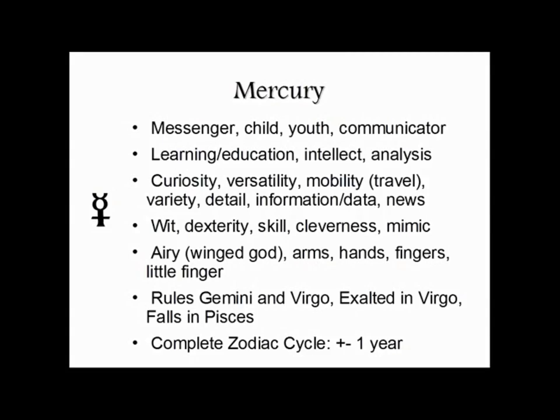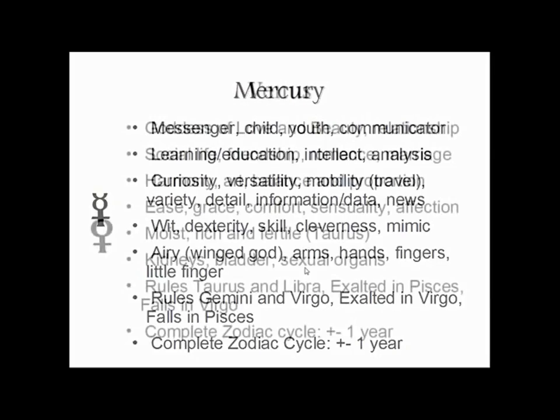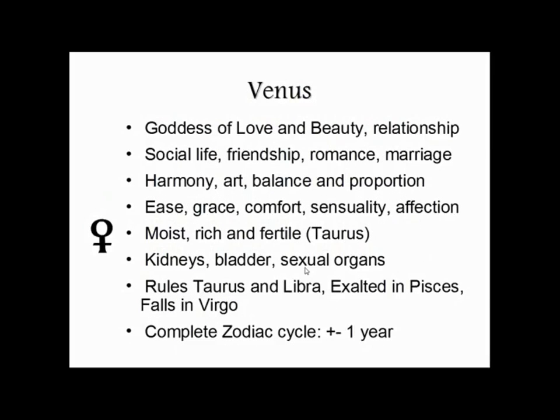So on average, Mercury's cycle through the zodiac is pretty similar to the Sun's, about a year. Now Venus, the goddess of love and beauty, is associated with relationships and romance and all of that.